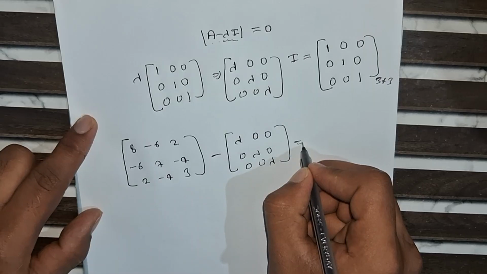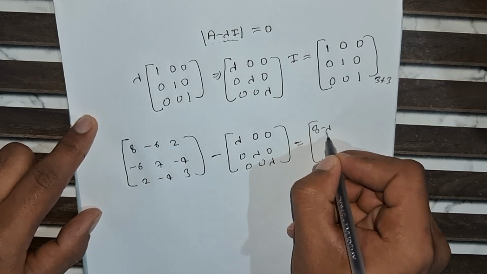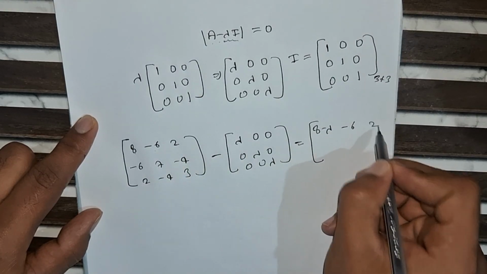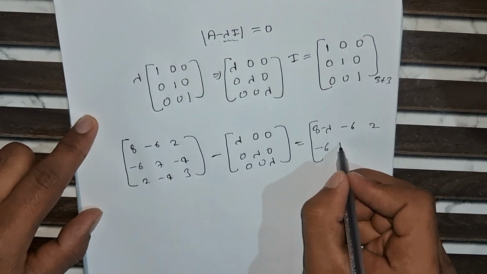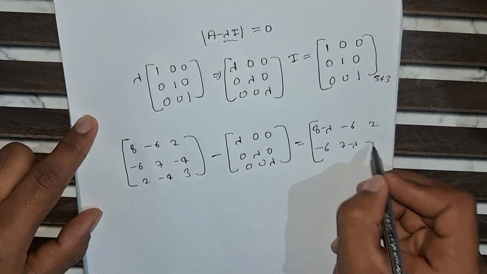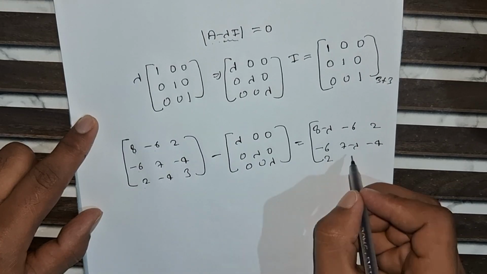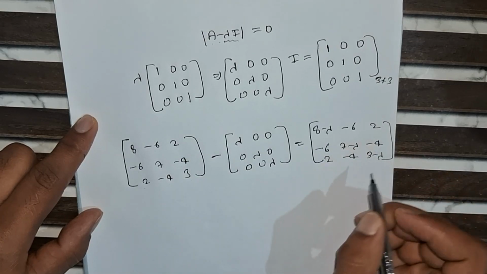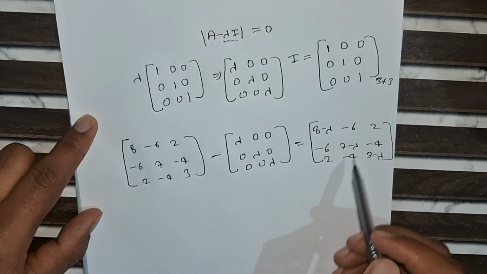So when you subtract it, it becomes 8 minus lambda, minus 6 minus 0, which is minus 6, 2 minus 0 is 2, and minus 6 minus 0 which is minus 6, 7 minus lambda, and minus 4 minus 0 which is minus 4, 2 minus 0 is 2, minus 4 minus 0 which is minus 4, and 3 minus lambda. So now what is our next step? The determinant of A minus lambda I. This is our A minus lambda I, so we take the determinant of this matrix.